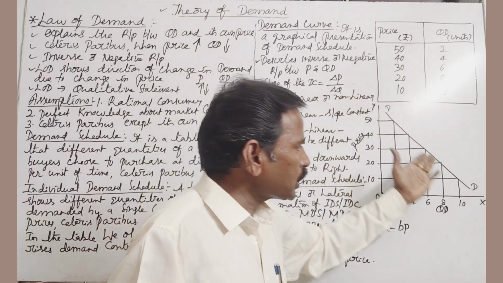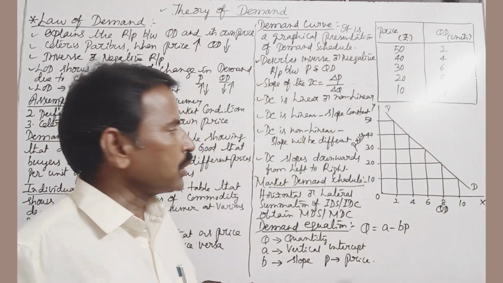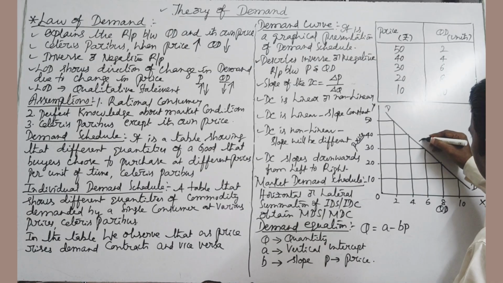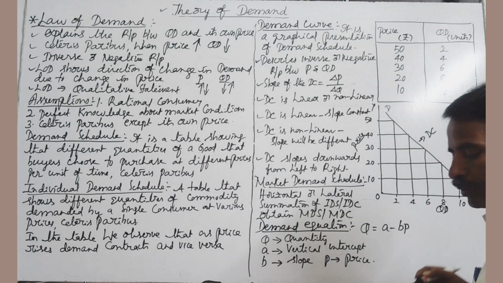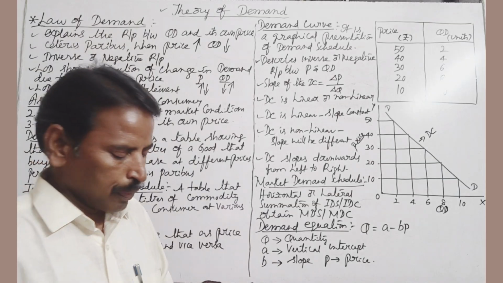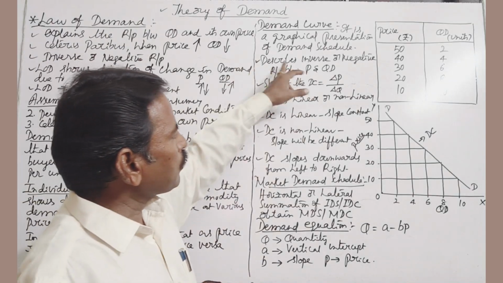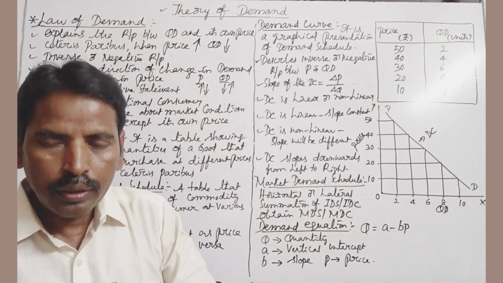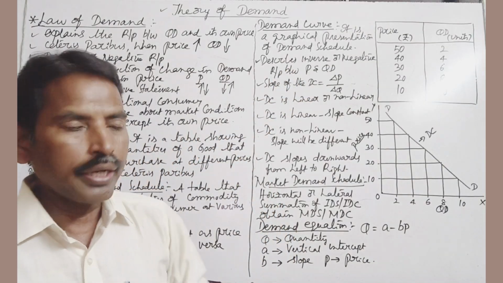Then you connect the intersecting points with a straight line. Then you will get a demand curve. This is called demand curve. So demand curve slopes downwards from left to right. Demand curve describes the inverse or negative relationship between price and quantity demanded.